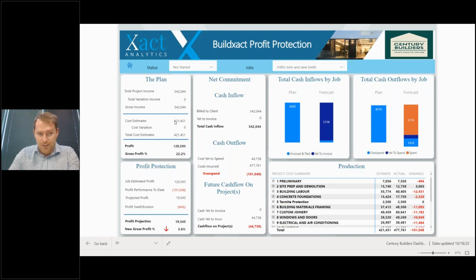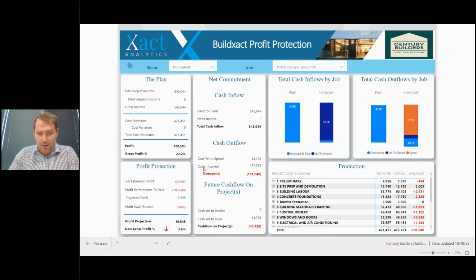There's no variations. There's $421,000 worth of costs. So we're hoping to make 120K out of this, or 22 cents on the dollar that we generate out of this, or 22% gross profit. Now, if you come across to the right-hand side, we can see we've built out the entire $542,000 to the client. So there's nothing yet to invoice. So that's the total cash inflow.